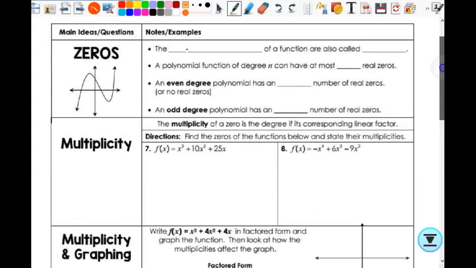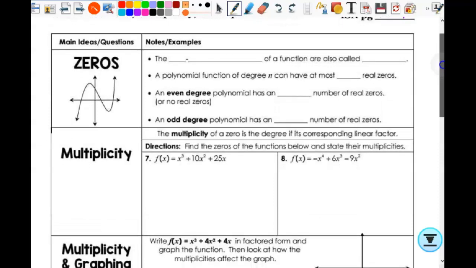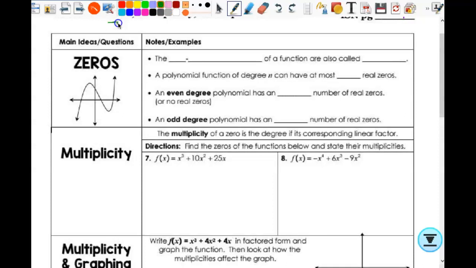So let's talk about zeros. Okay, so what are different words for zeros? We could say we have zeros, that's one of them. What's another word for zeros? Roots. Okay, I heard roots. I heard x-intercepts. Anything else? Solutions. Anything else that you can think of? Those are the four that come to my mind. But zeros, roots, solutions, x-intercepts, those are all the same thing, right?